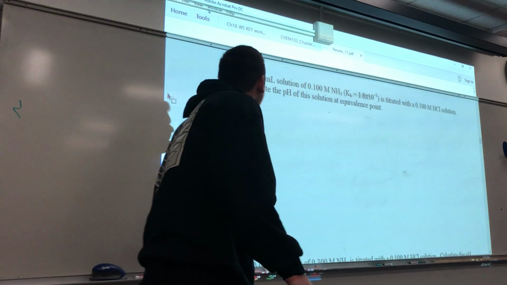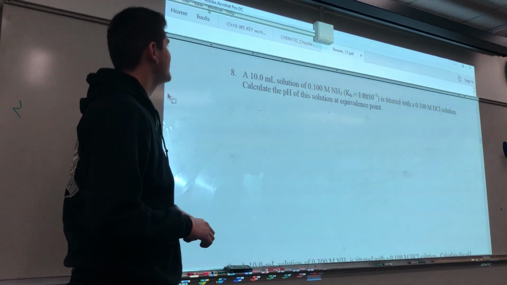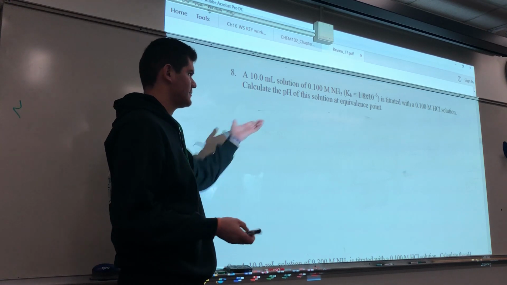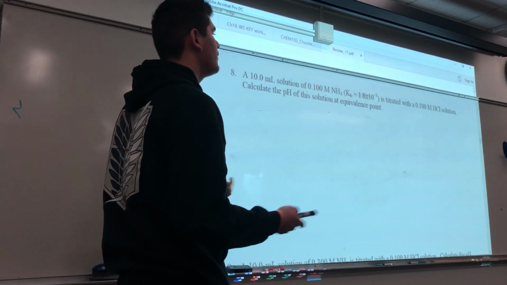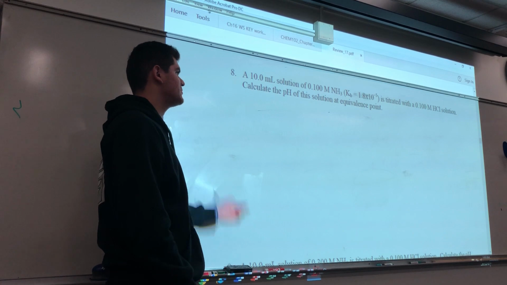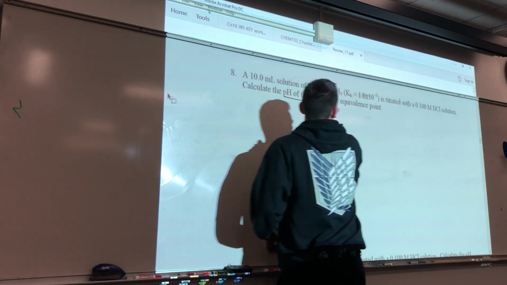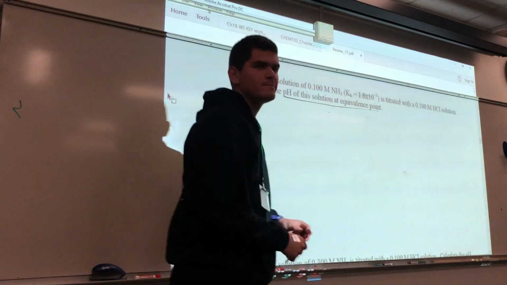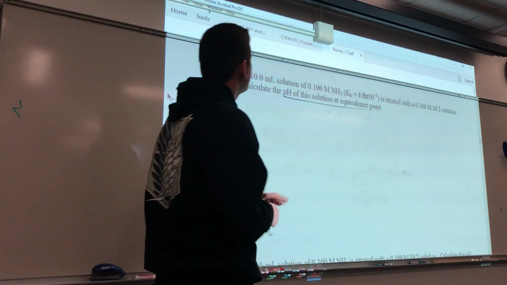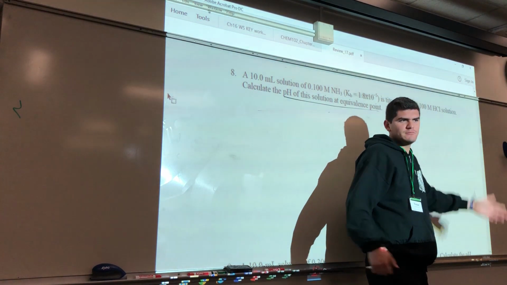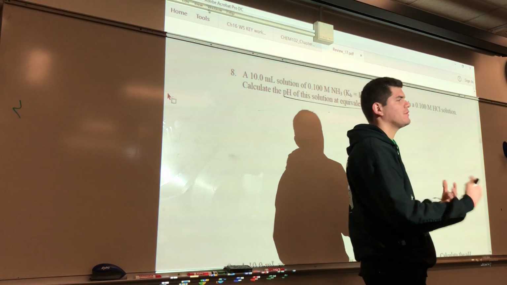It's been a while. Number 8: a 10 milliliter solution of 0.1 molar ammonia, Kb, saturated with 0.1 molar HCl solution, calculate the pH of the solution at the equivalence point. So we're trying to find the pH at the equivalence point. So we need to determine how many milliliters of HCl we need, that's needed to reach the equivalence point.